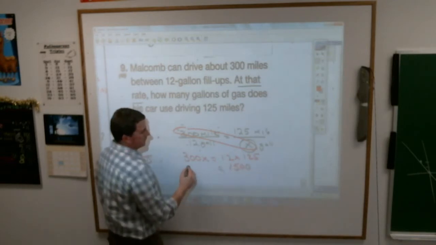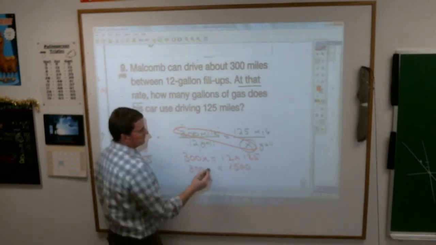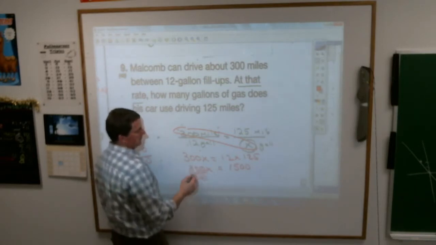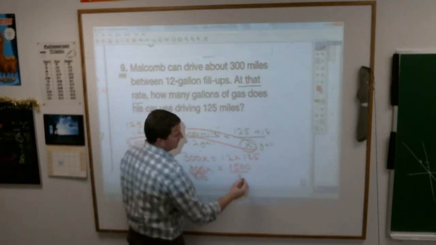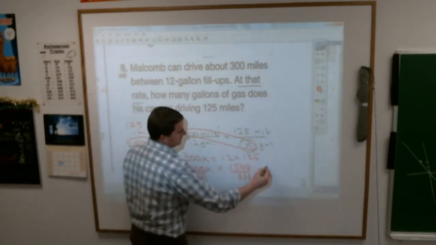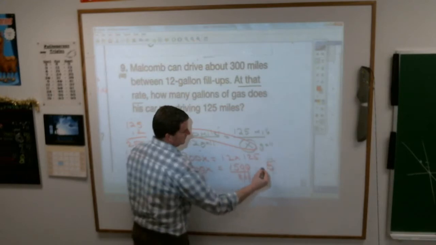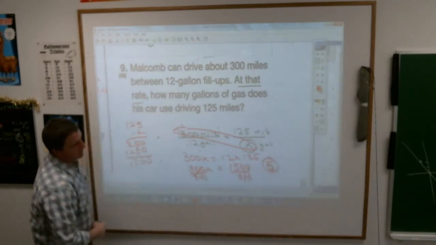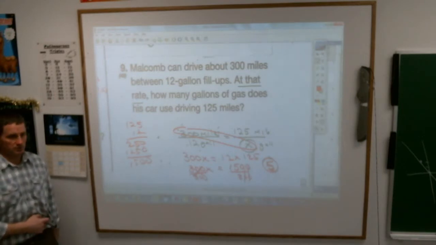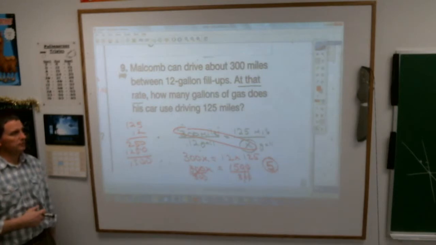How do I solve it from here? Anybody? Yep. You get x by itself, you divide by 300, and fortunate for everybody, 300 goes nicely into that 5 times. Equal ratios are equal fractions, equal rates are equal fractions. It's like the proverbial piece of cake.